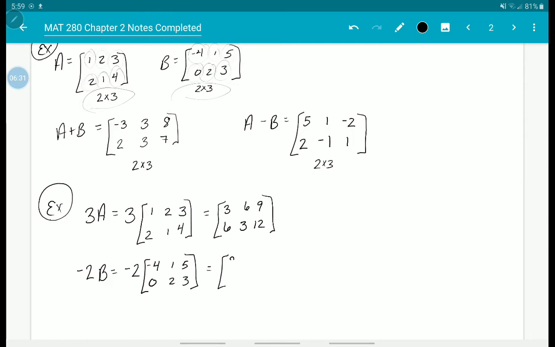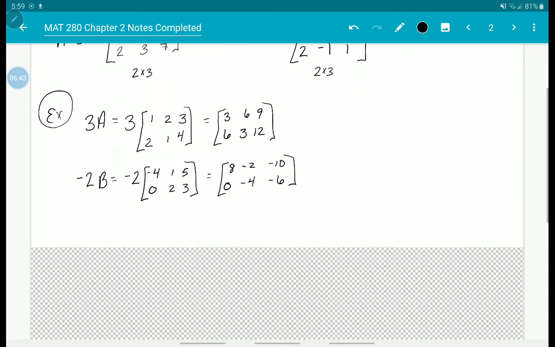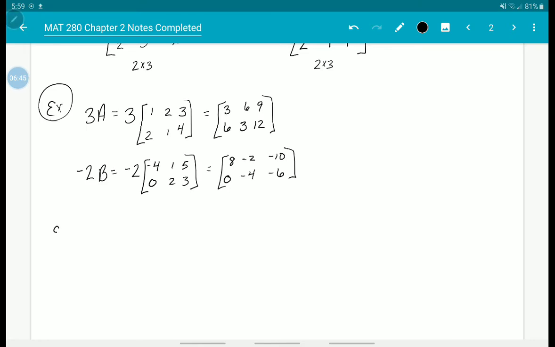So we're going to have 8, negative 2, negative 10, 0, negative 4, and negative 6. And then if we wanted to, we could even put this kind of stuff together. Suppose we wanted 3A minus 2B. Well, then we would have 3 times matrix A minus 2 times matrix B.